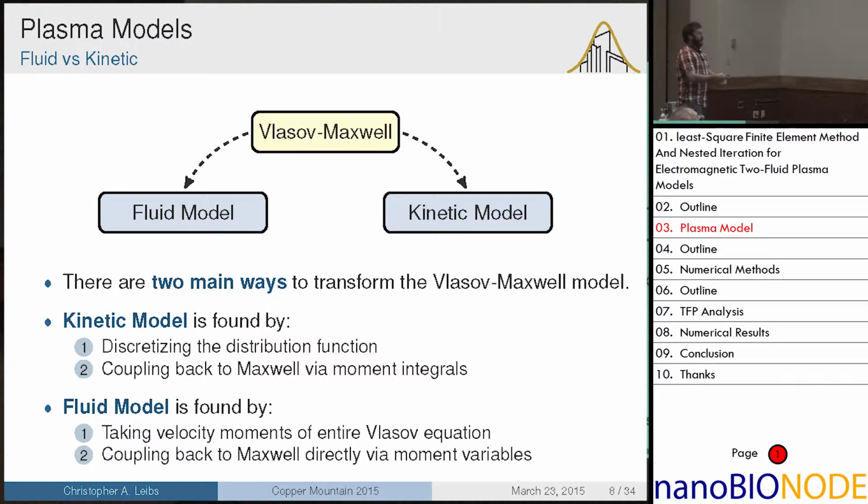On the other side of it is the fluid model, where you first take a velocity moment of that Vlasov equation, and that's going to generate some new fluid system equations that couple directly back into Maxwell, and you can just solve that in one fell swoop. The kinetic models do capture more physics, so this is actually a bit of an approximation, but there's a lot of nice properties of fluid things that we know how to deal with.